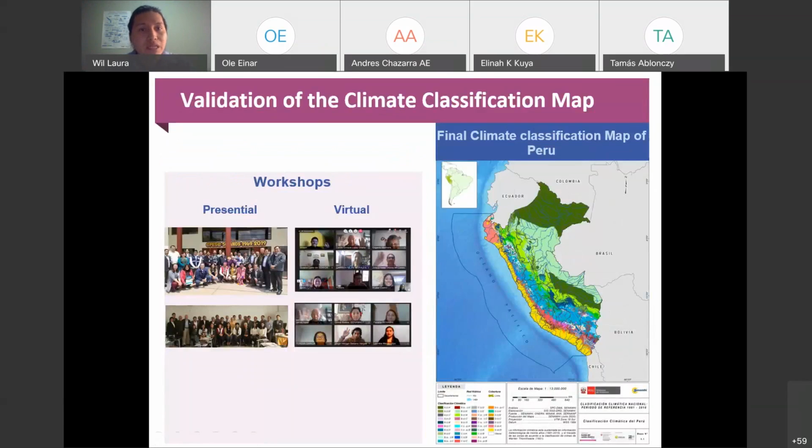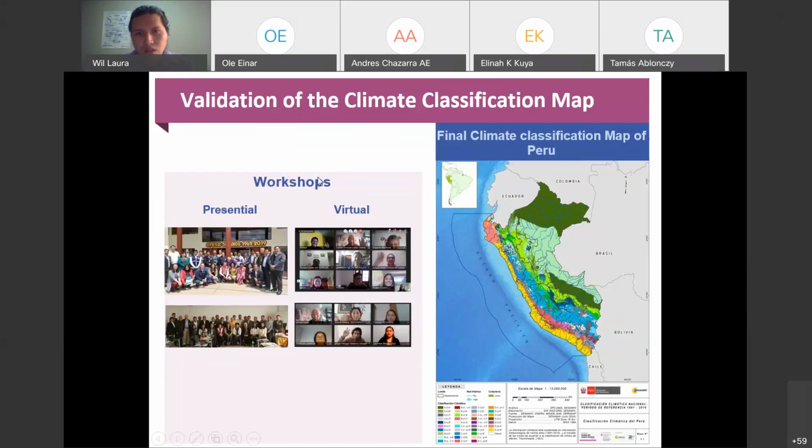That was the validation of the climate classification map, doing workshops in presential and virtual ways. The purpose of these workshops was to convene many specialists from over the country to get their observations, comments, and support of the climate classification map, because we know that these specialists have a lot of experience in their work area.